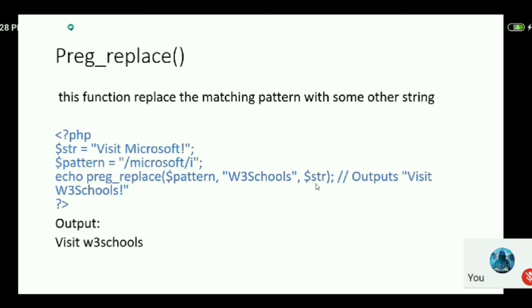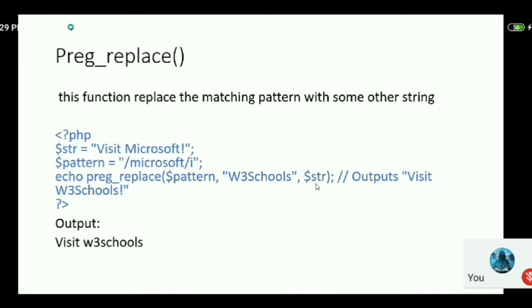Now listen here. I have a sentence: visit Microsoft. I want to match a pattern called Microsoft here. Obviously, my pattern Microsoft exists in "visit Microsoft". The pattern matches that. Now that pattern Microsoft has to be replaced by some other pattern. Whenever I find Microsoft, it has to be replaced by W3Schools. At the end of the day, I should get a match and the output should be "visit W3Schools". This is what is happening.